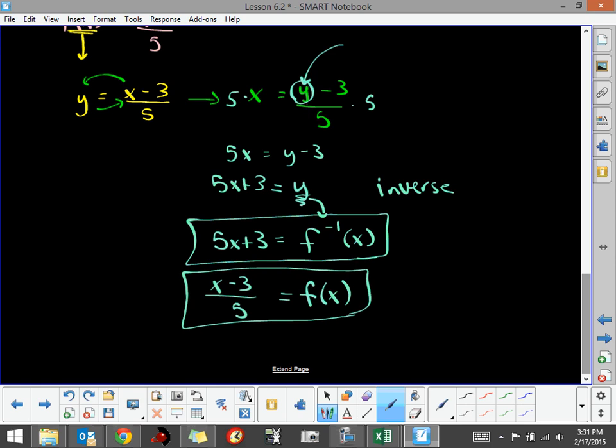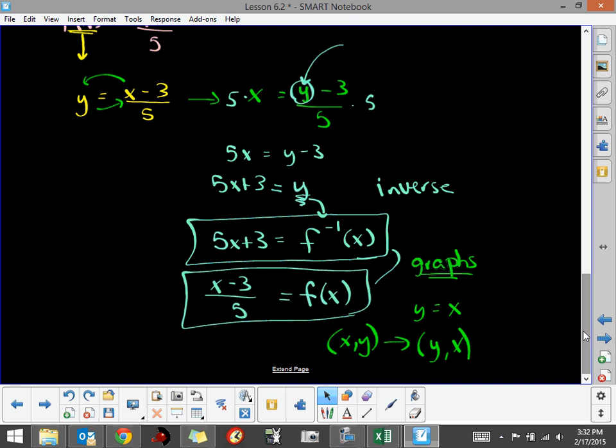These are inverses. And because they're inverses, if I look at their graphs, they would have to be symmetrical to the line y equals x. If I looked at their ordered pairs, for every x, y there has to be a y, x. So I'm going to try to look at decimals here with you and show you that this function rule that we found really is the inverse of our original function.